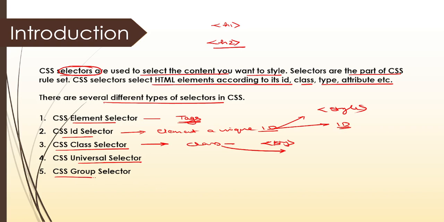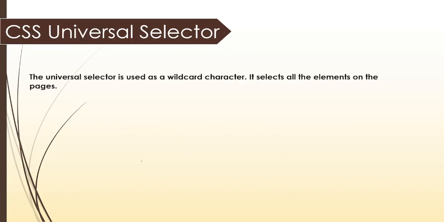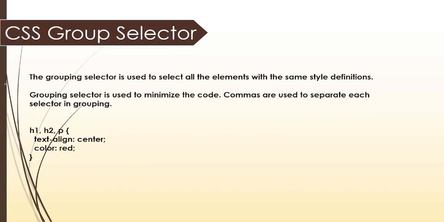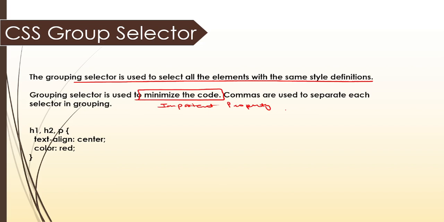Now our fifth and most important type is the cascading style sheet group selector. The grouping selector is used to select all the elements within the same style definition, and it is used to minimize the code. This is the basic and important property of using the group selector. It is used to minimize the code.